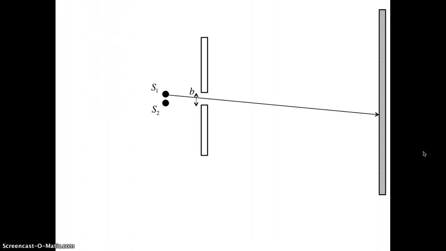Resolution occurs when we're trying to resolve two objects. So maybe there's two lasers producing light. Each laser is passing through a slit with width b. The first laser sends its light through and diffracts upon passing through the slit. The diffraction pattern is centered on the spot where this beam hits the screen. So there it is. I've centered the diffraction pattern on that spot.